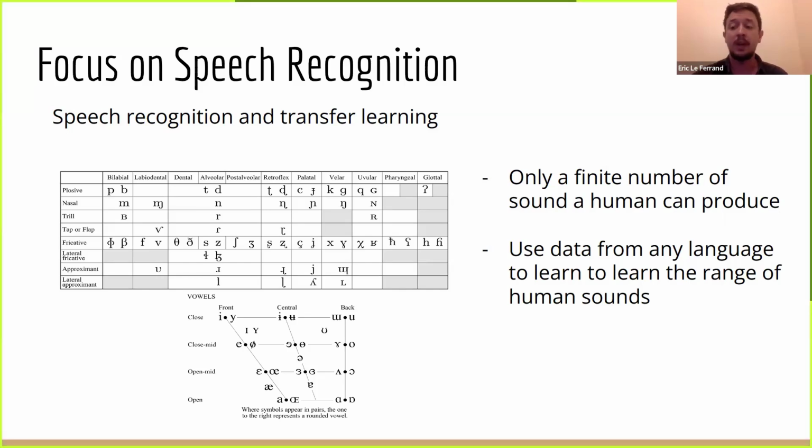Of course, some of these sounds are more widespread than others. Almost all languages in the world are going to have some M sound, some B sound, and only a very limited number are going to have clicks or ejectives. From this assumption, we can say, what if we take all the languages that we have available and learn how to model those sounds regardless of the language?